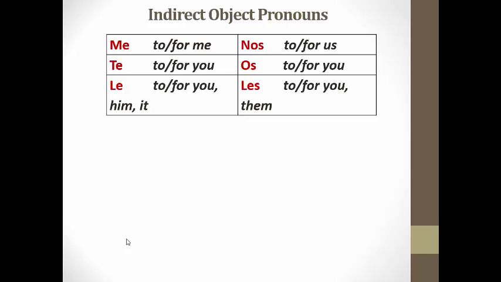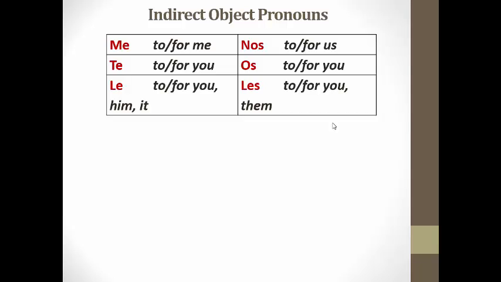Okay, you have a chart on your note guide. Please fill in the English translation for these indirect object pronouns in Spanish. Me means to or for me. Te means to or for you. Le means to or for you, him, or it. Nos means to or for us. Os means to or for you, plural, in Spain. And les means to or for you, plural, or to or for them.